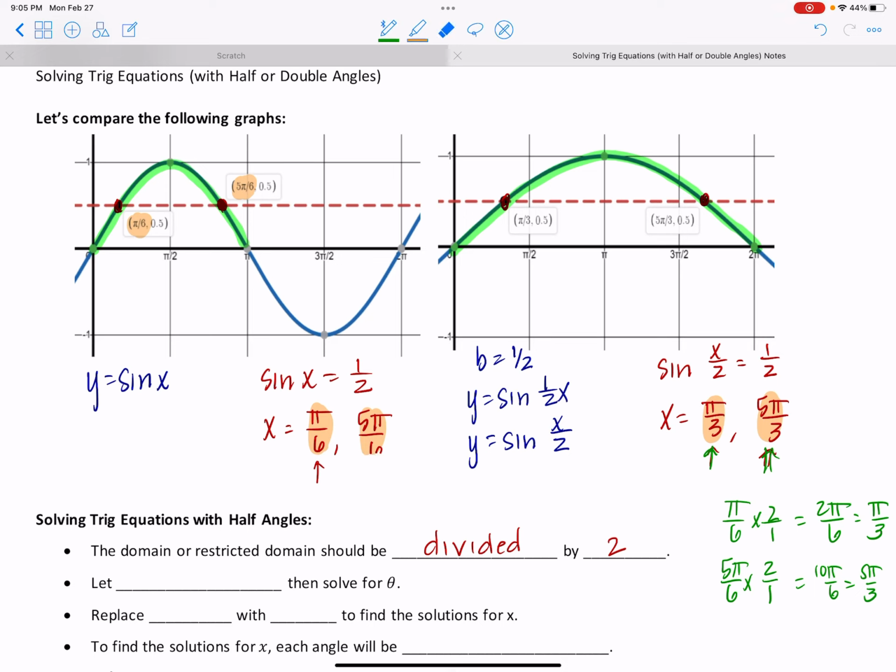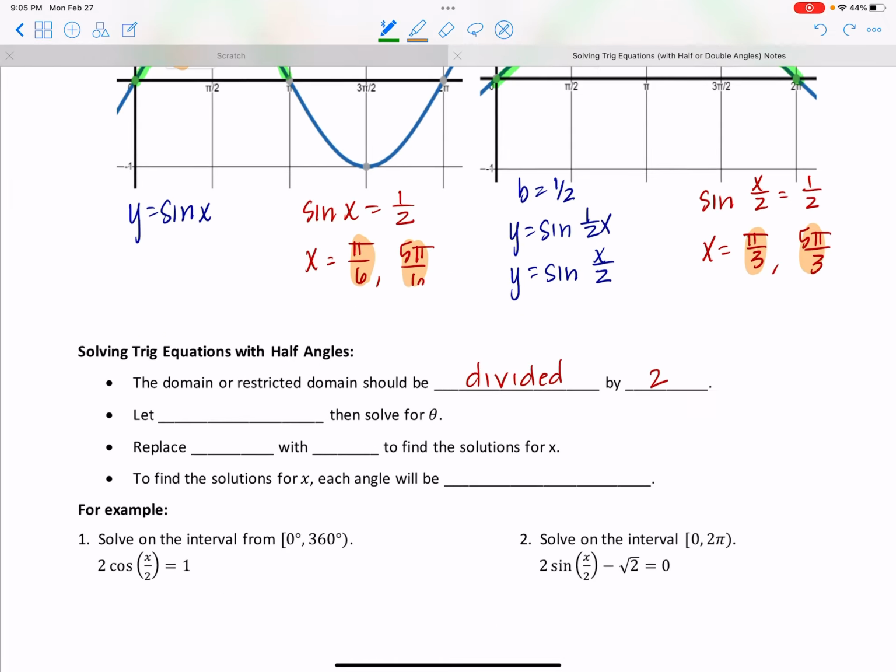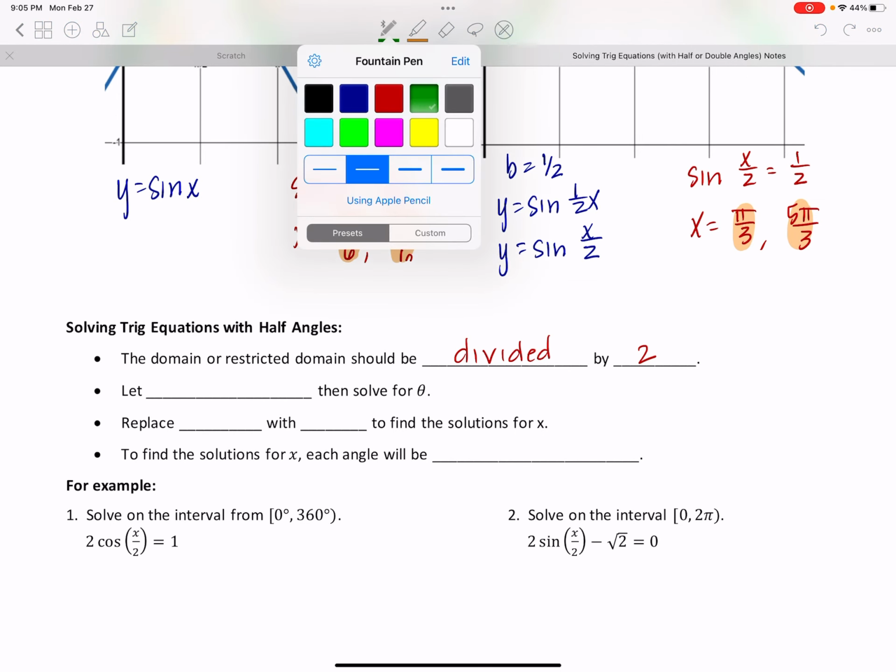So I don't know if this is making 100% sense yet, but we're going to take our domain, and we're going to divide it by 2, because we're only looking at half of a cycle, and half of a cycle in the unit circle is going to happen in half of the time. So we're going to divide that time, that period, by 2. And then we're going to solve using a little bit of substitution. This will make sense when it comes back in just a second.